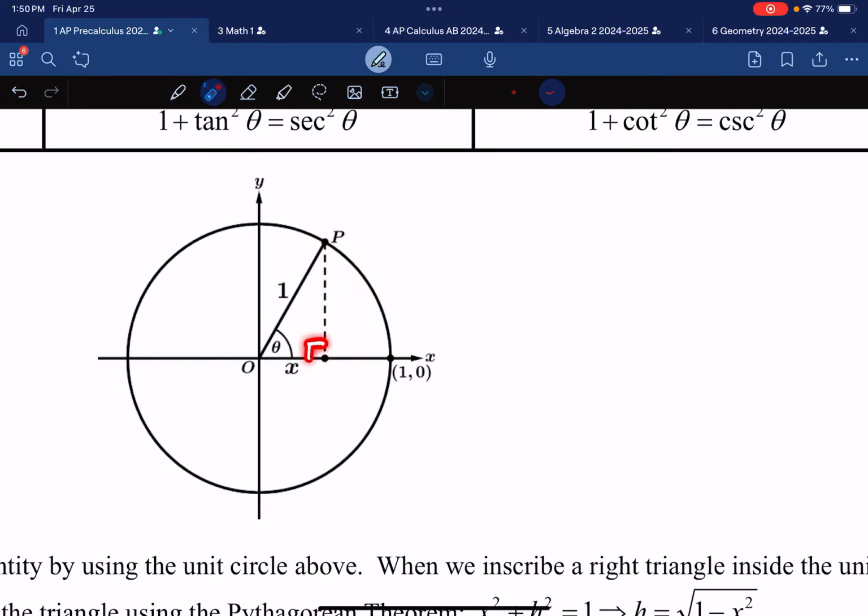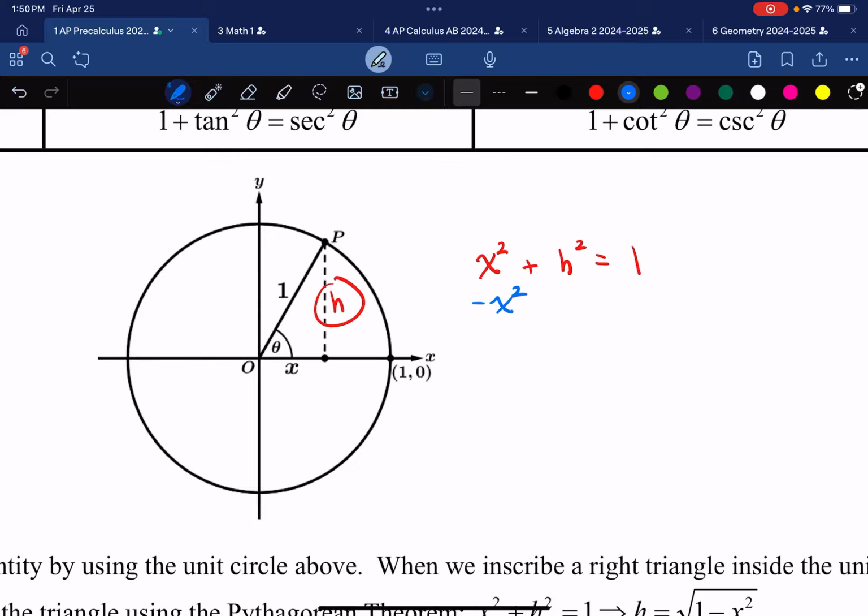Again, because we have a right triangle, you can say the Pythagorean theorem states, let's go ahead and call this maybe h for height. I can solve for h. h is the one that we want, that's why I circled it. So check this out. I'm going to do leg squared plus leg squared is equal to hypotenuse squared, and 1 squared is just 1. Now, if I'm trying to solve for this h, watch what happens. If I subtract x squared on both sides, I now have h squared is equal to 1 minus x squared.